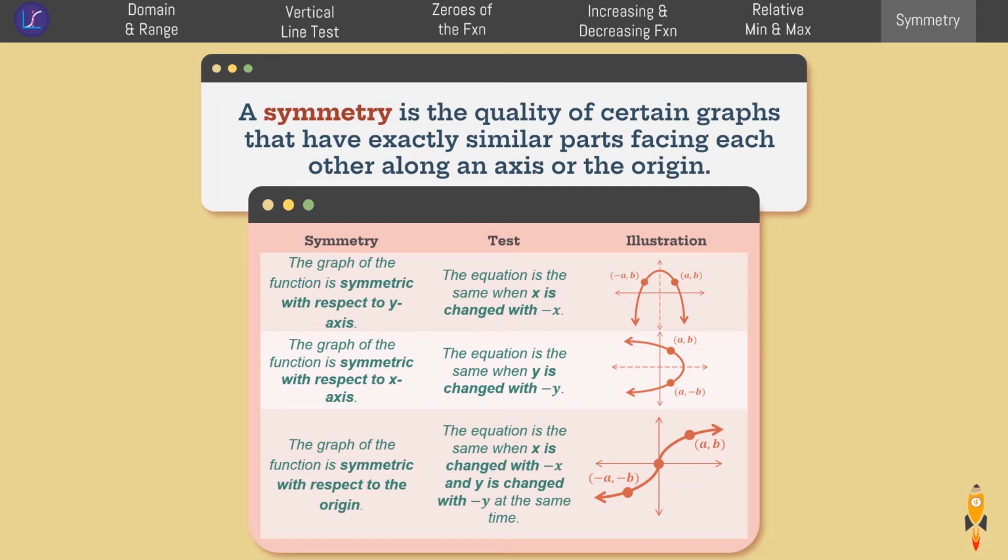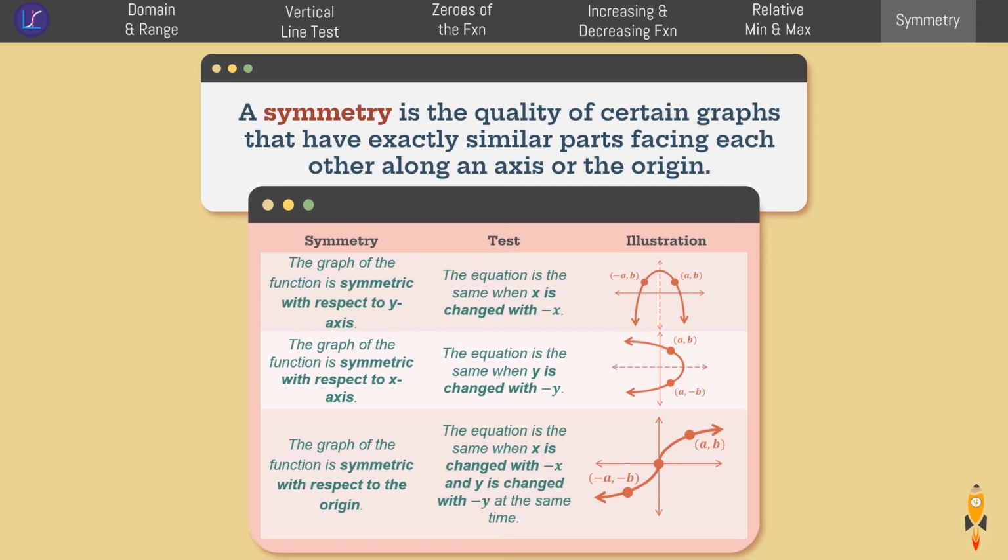X-axis symmetry. A graph is symmetric with respect to the x-axis if point (a, b) is on the graph together with point (a, -b). The graph mirrors along the x-axis. If substituting the variable y with negative y yields the same equation, then the graph has x-axis symmetry.